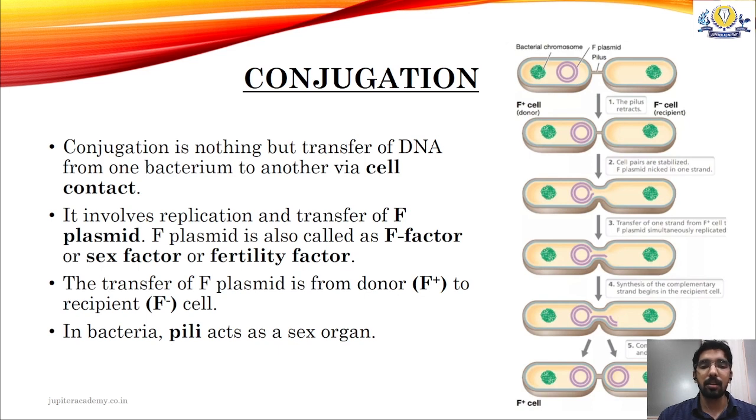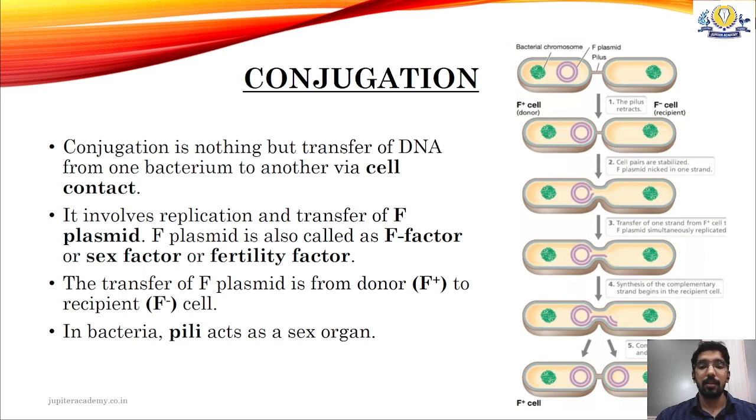After that, the bacteria which has the F plasmid, also called the F factor, sex factor or fertility factor, replicates the F factor in its cell and then transfers one copy to the other bacteria. So what happens? The DNA is transferred. The F plasmid or DNA is transferred from one bacteria to another bacteria.